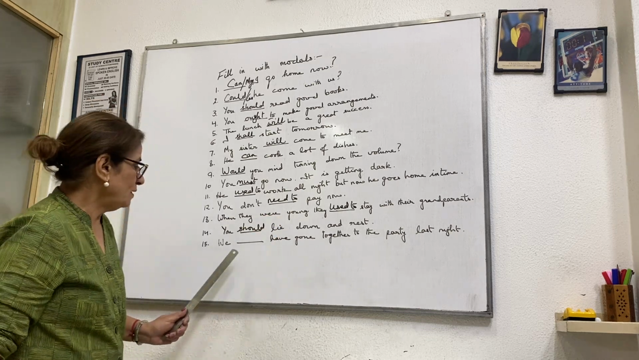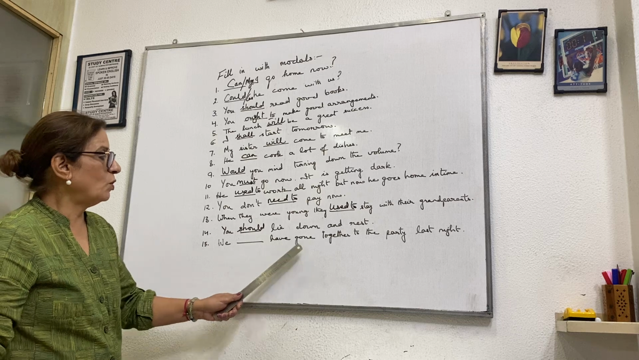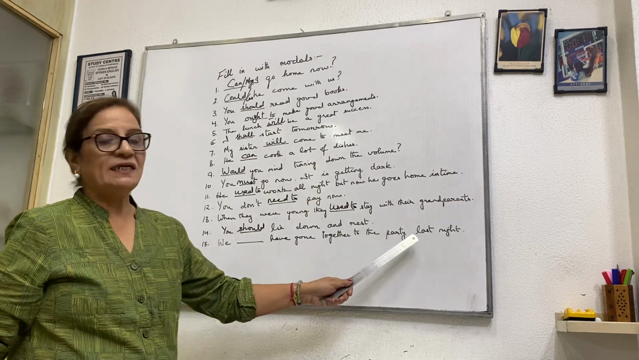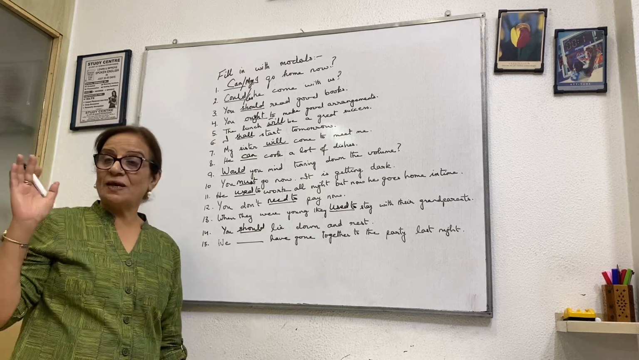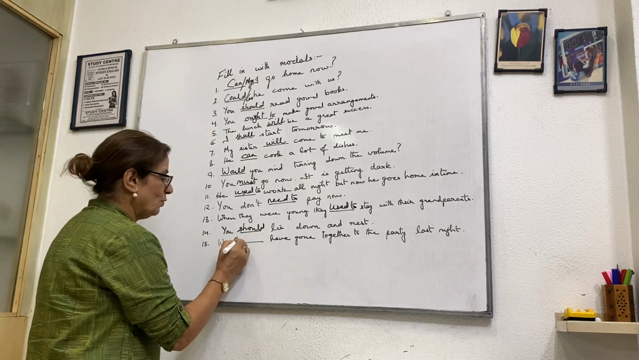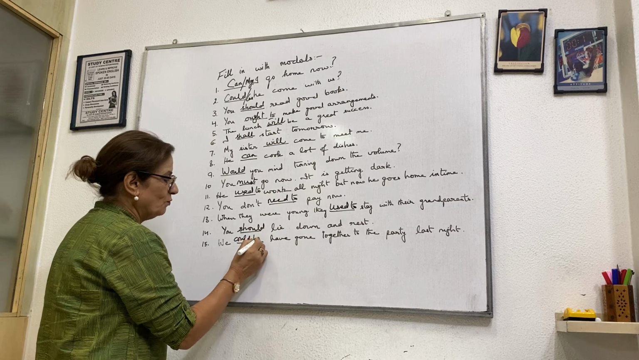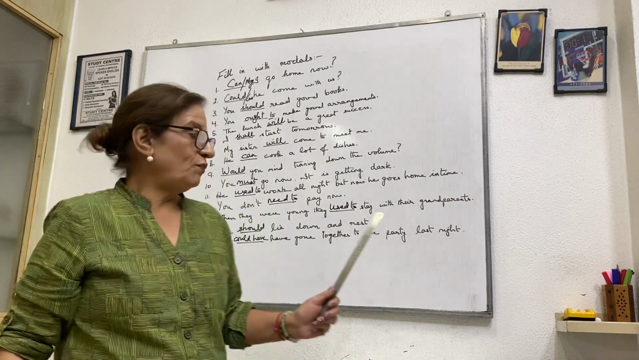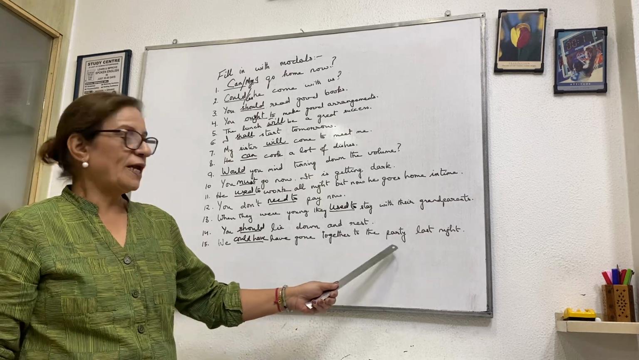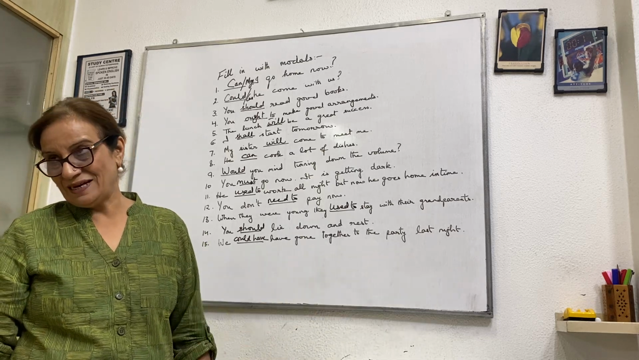And the last one: we could have gone together to the party last night. What will we write here? Last night, past. So we could have. I told you when in the past we are using could, we should use have with it. We could have gone together to the party last night.